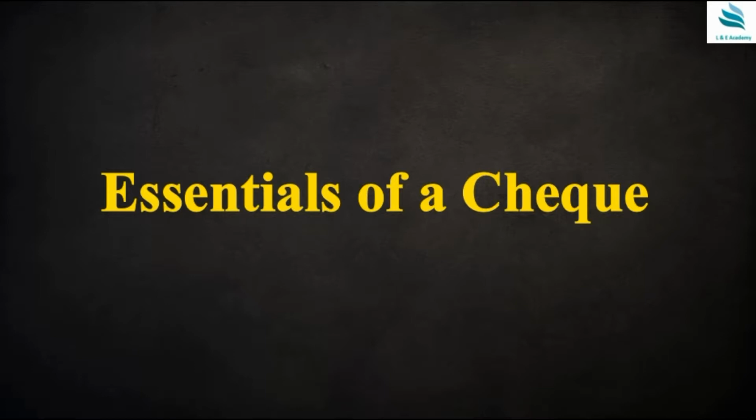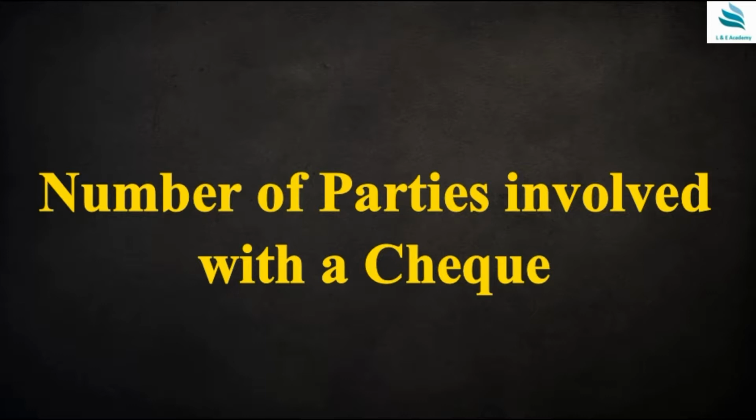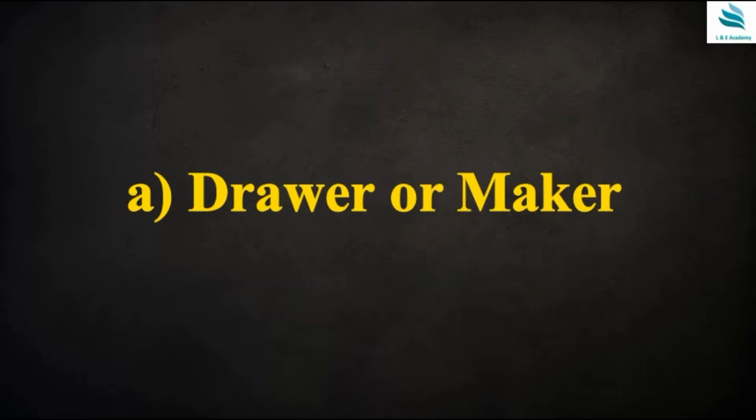Now, let's talk about the number of parties which are involved in a check. Let's first talk about the drawer or the maker. Now, who is the drawer or the maker? Now, he or she is the customer or the account holder who issues the check. So, for example, I want to write a check to my friend. So, I go to my bank, which is State Bank of India, and make a check. So, this means the customer or the account holder, which is me, is the drawer or the maker.